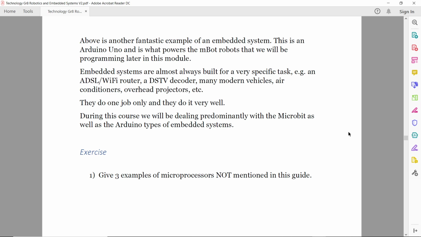Okay, so just read this in conjunction with lesson 4 in the book, and you will be good to go.